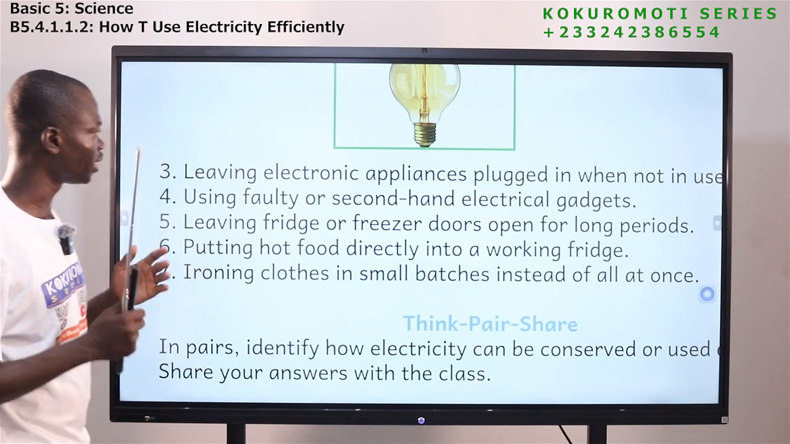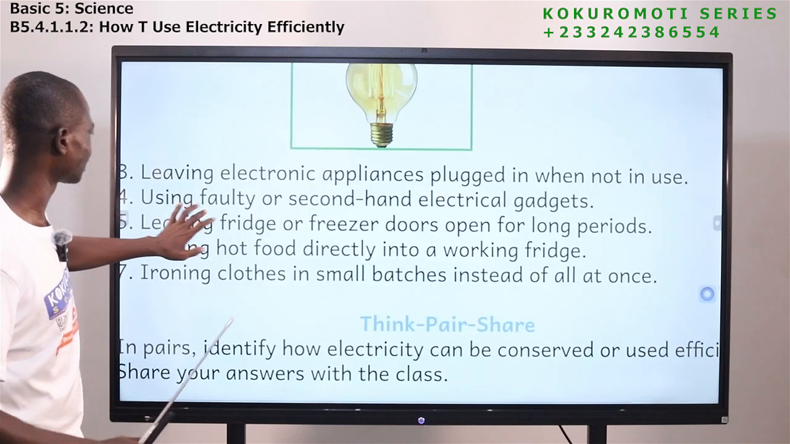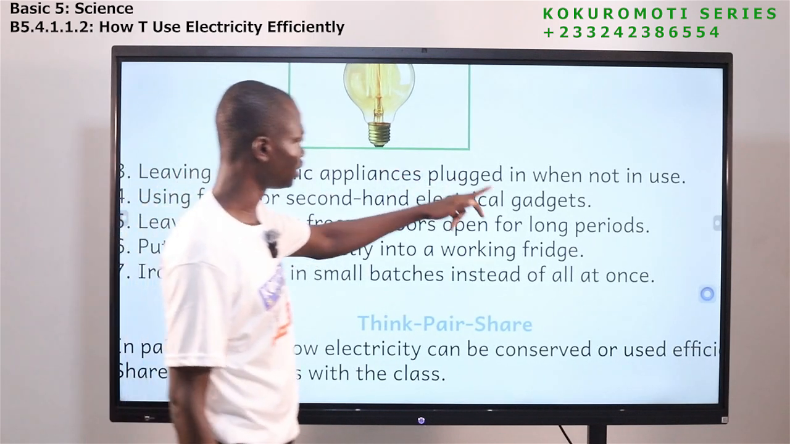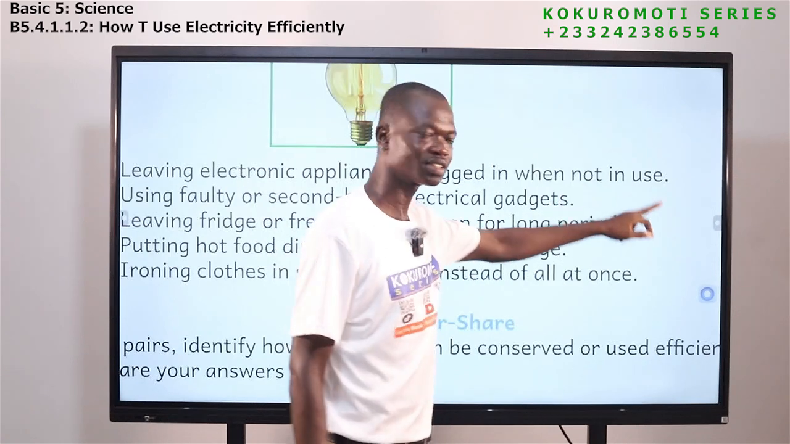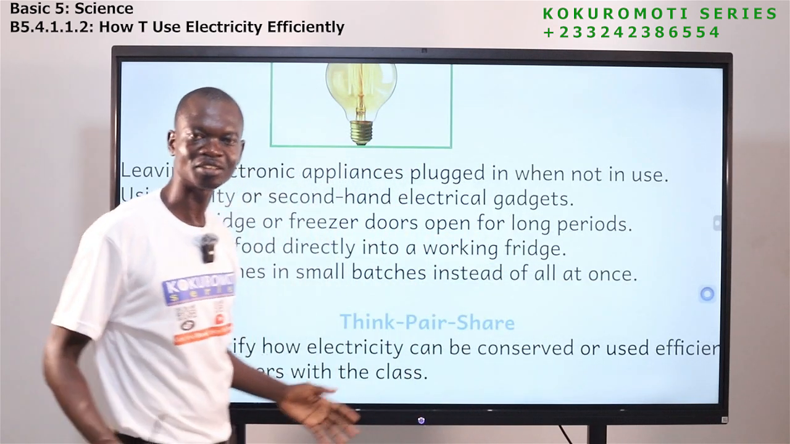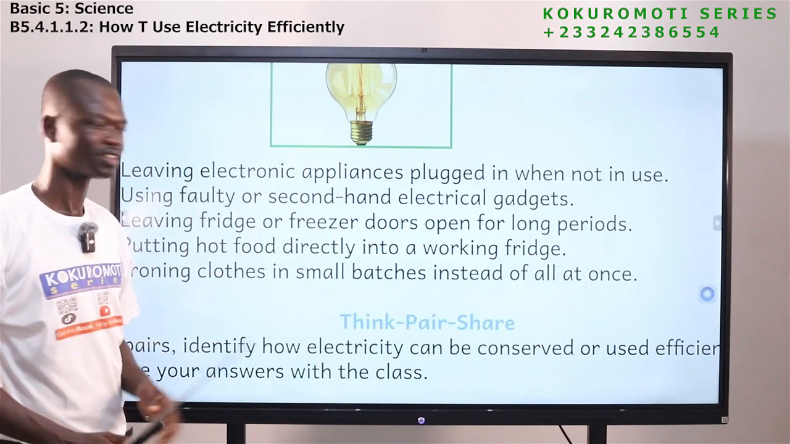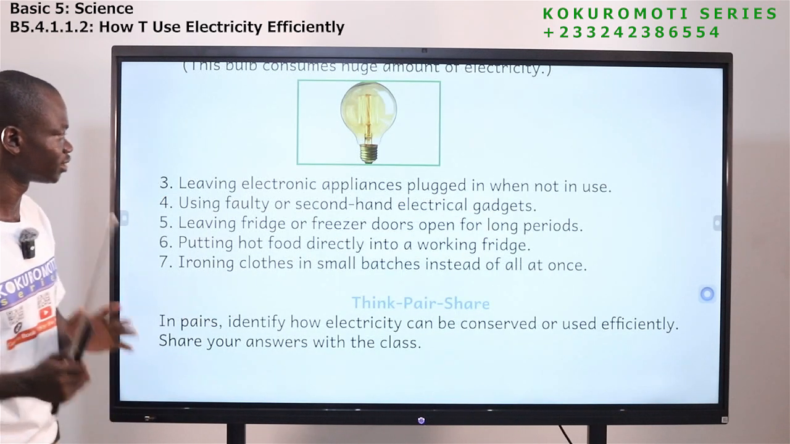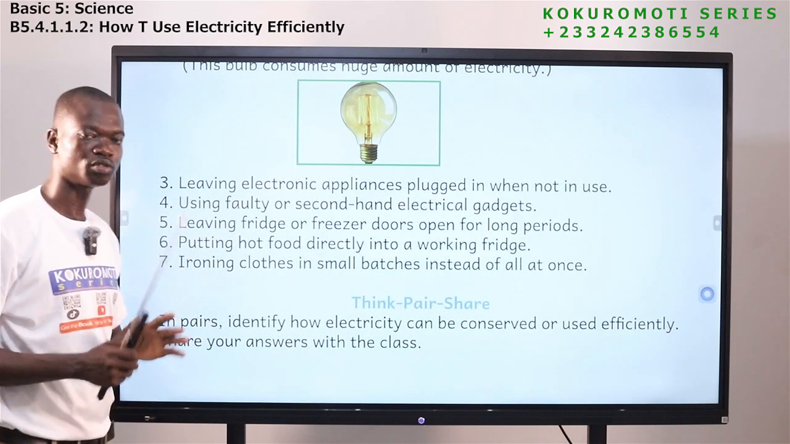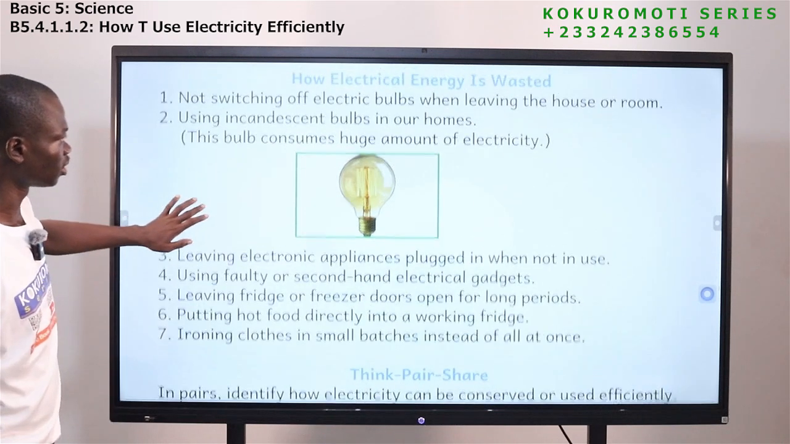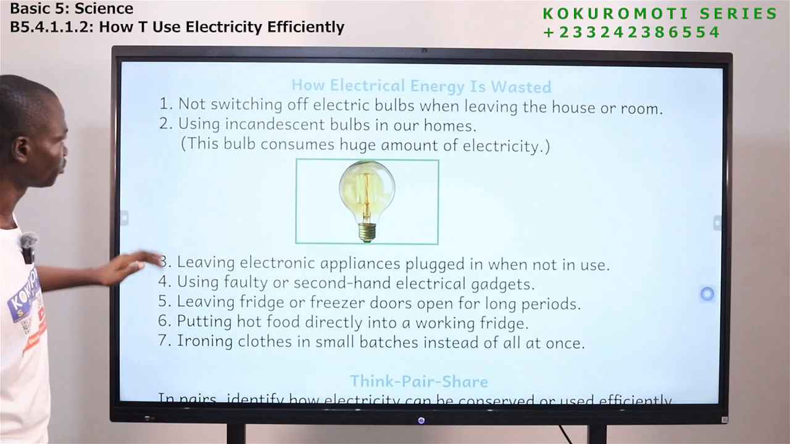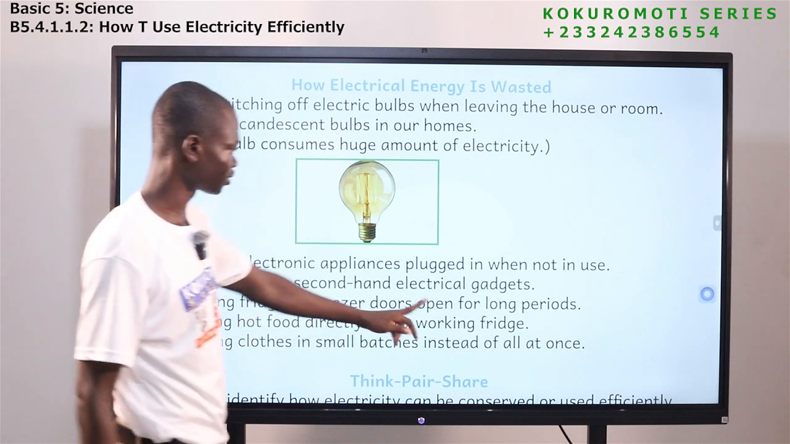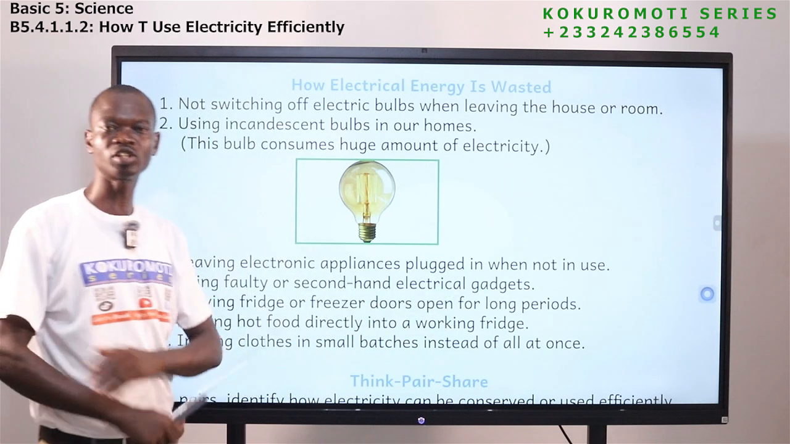The next way that we waste electricity is when we leave electrical or electronic appliances plugged in when they are not in use. You are not using the thing, but the thing is plugged in. If you do that, you are wasting electricity. So we have seen 1, 2, 3. The next one is using faulty or second-hand electrical gadgets. Some people, they want cheap things.